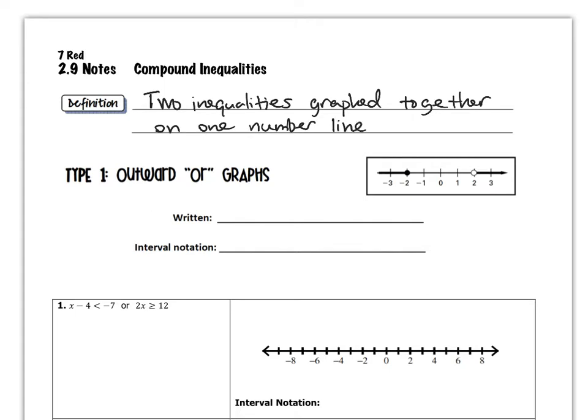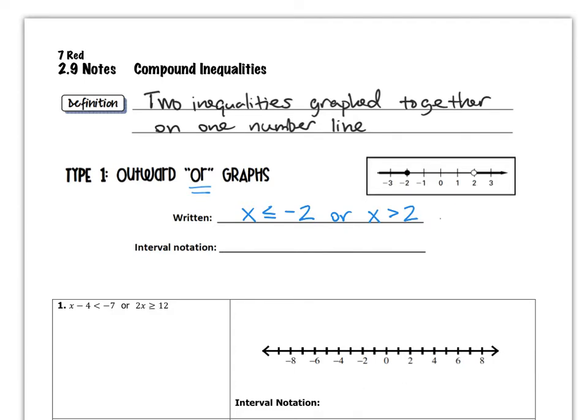And you're going to see two different types of compound inequalities. The first type is what we call an OR compound inequality. We call it an OR compound inequality because the word OR is in the middle of two regular inequalities. An example would look like this: x is less than or equal to -2, or x is greater than 2.